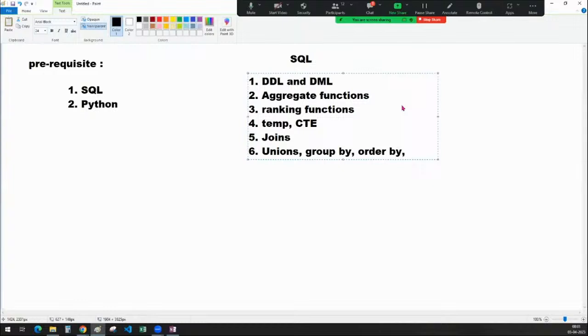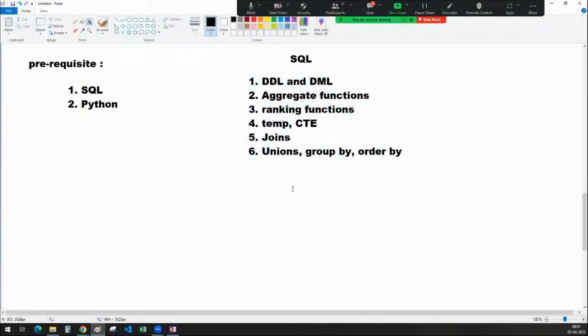Okay, group by, order by. I think this is it. If you are just coming up and focusing on these things, that is enough. Aggregate functions: min, max, count, all of those things. Ranking: row number, dense rank, rank function. A temp table and CTE. Joins: at least inner join, left join, right join. That is enough. Unions: union and union all, group by, order by. I believe this is enough for the SQL, guys. If I remember anything, I will tell you.